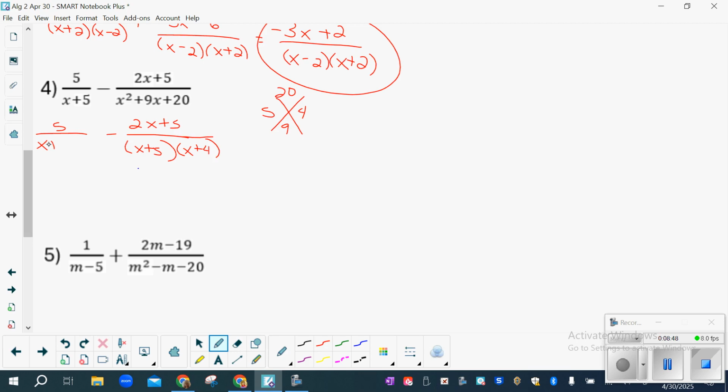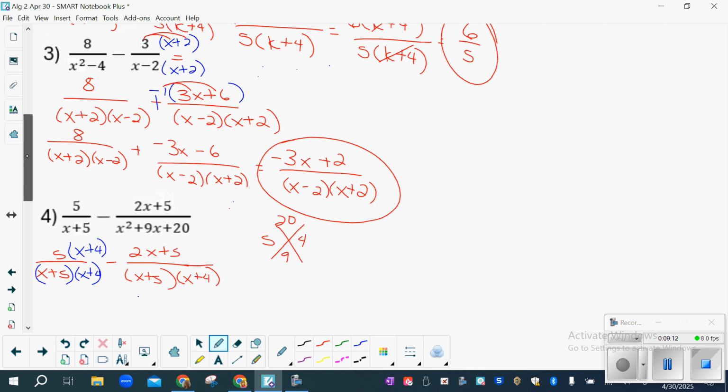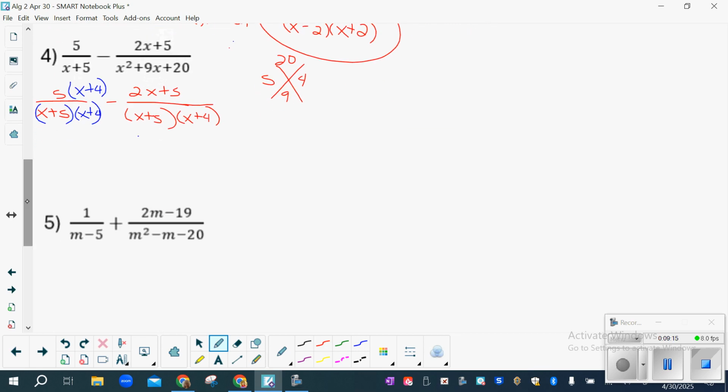And we have 5 over x plus 5. So what's in this denominator here that's not in this one? X plus 4. That's right. It's our group actually. So thank you, Will. Multiply numerator and denominator by x plus 4. And so we get, we're going to distribute, 5x plus 20 over x plus 5 times x plus 4. 5x. Thank you, 5x. Yes.